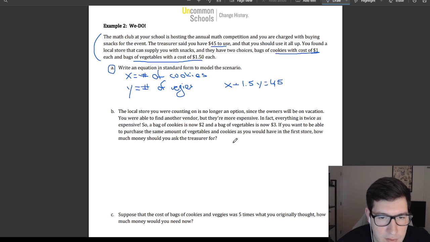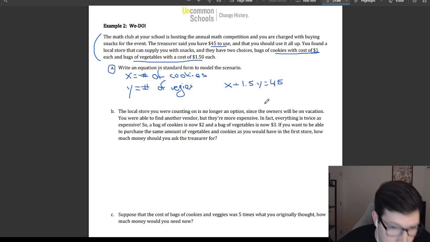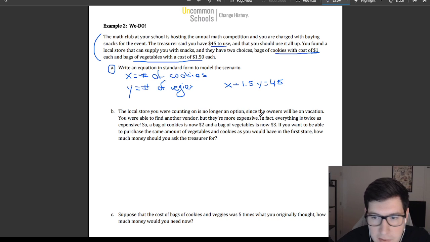And looking down at B, it says that the local store you are counting on is no longer an option. Oh no. Since the owners will be on vacation, you're able to find another vendor, but they're more expensive. In fact, everything is twice as expensive. So a bag of cookies is now $2. A bag of vegetables is now $3. And if you want to be able to purchase the same amount of vegetables and cookies as you would have in the first store, how much money should we ask the treasurer for?